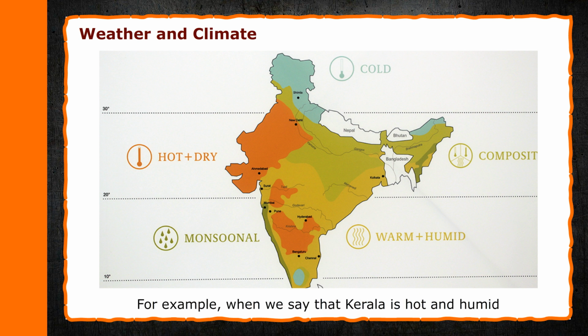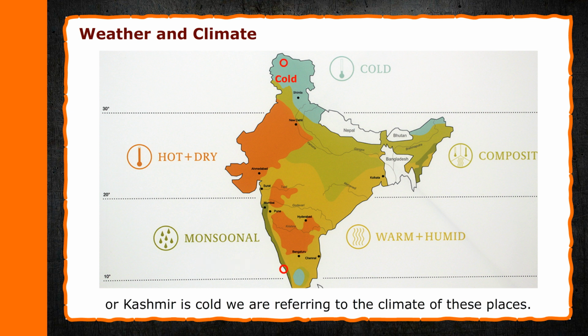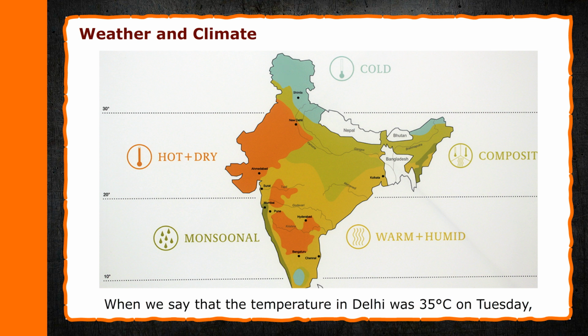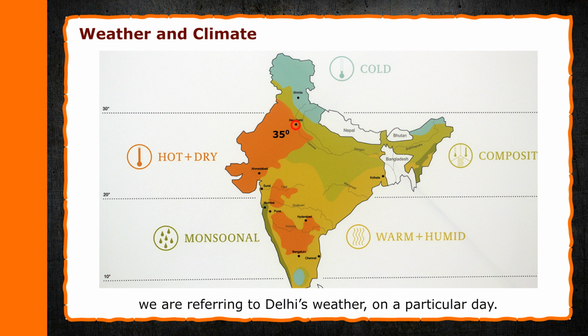For example, when we say that Kerala is hot and humid or Kashmir is cold, we are referring to the climate of these places. When we say that the temperature in Delhi was 35 degrees Celsius on Tuesday, we are referring to Delhi's weather on a particular day. Climate may differ from one place to another in a country.